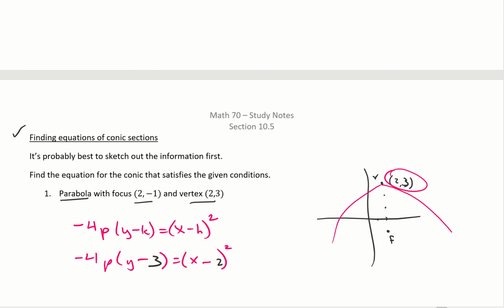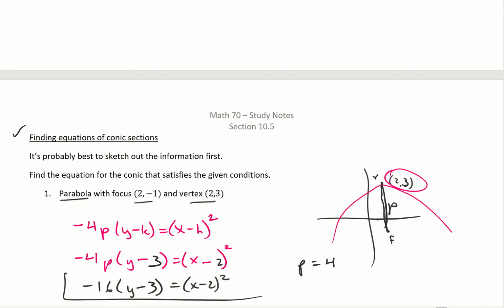So if you look at the curve, you just go, well, the p is this distance right there. It's the distance between the vertex and the focus. It turns out that p is 4. So therefore, our final answer, if I put in a 4 for p, is -16(y - 3) = (x - 2)². Happy.